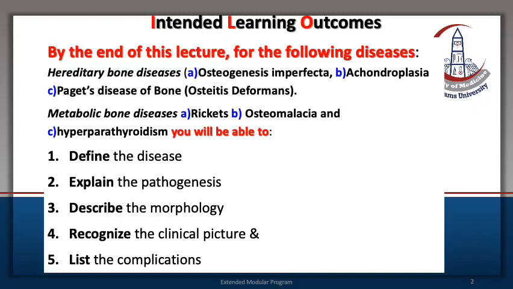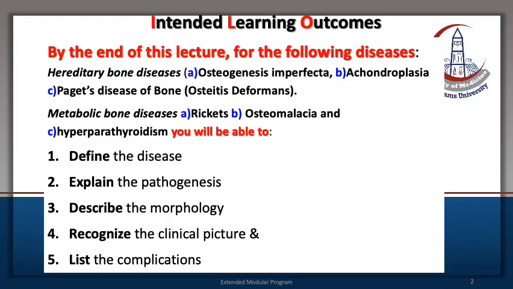ILOs of our first lecture. By the end of this lecture, we will define 3 important hereditary bone diseases, including osteogenesis imperfecta, achondroplasia, and Paget disease of bone. Also, we will define 3 metabolic bone diseases, including Rickets, osteomalacia, and hyperparathyroidism.